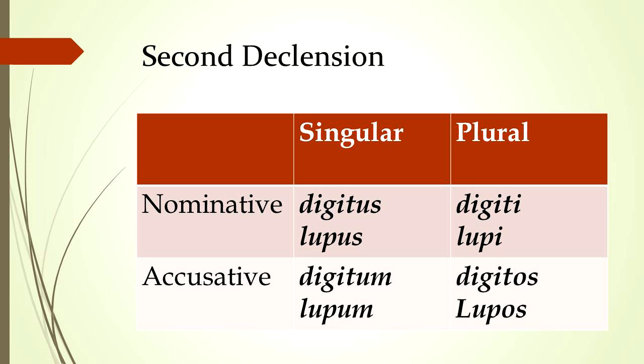One example of a second declension noun is digitus, which is the Latin word for finger or toe. One finger is called digitus, while multiple fingers would be digiti. If something happens to a finger, you would use the accusative form, which is digitum, with a um ending. And if something happens to multiple fingers, the form you use is digitos. Other second declension nouns take these same endings too, like lupus, or wolf. The different forms are lupus, lupi, lupum, and lupos.